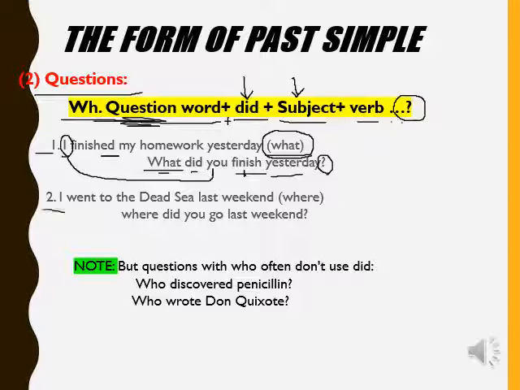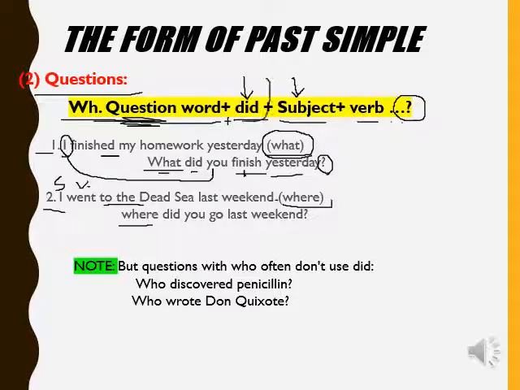The second sentence, I went to the Dead Sea last weekend. Look at the sentence. Here we have a subject, I. Went is the verb. To the Dead Sea last weekend. And the end of my sentence, and then I have to use where. According to my rule, I'm going to put where at the beginning. أول ما أبدي أخلي علامة الاستفهام اللي هي where.